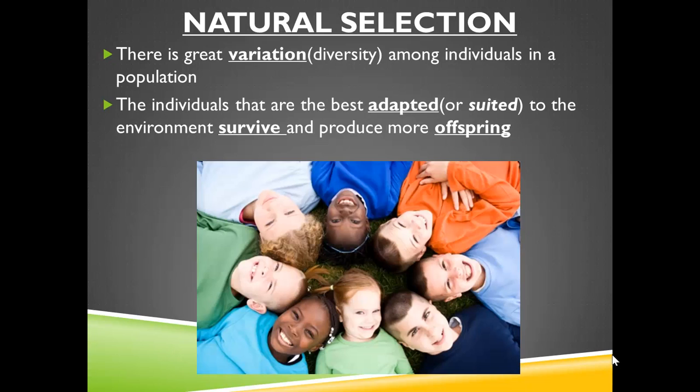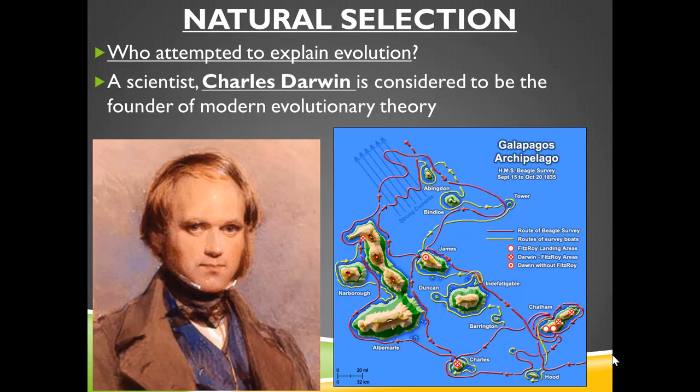If you look at the picture down there, those are a lot of different people. Long story short, there's a lot of diversity in that picture. Okay, there's a great variation, which is diversity, among individuals in a population. We all look different, act different, things like that. The individuals that are best adapted, or best suited, or best equipped to that environment will survive and reproduce more offspring. Okay, I gave several examples in class about this, but long story short, the better equipped you are for your environment, the easier it is for you to survive and reproduce.